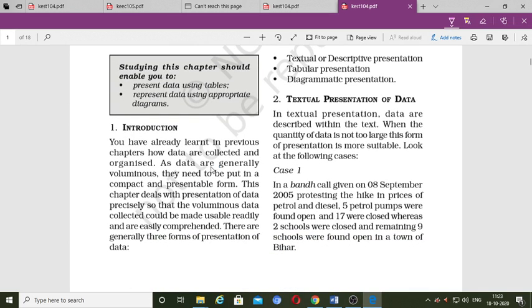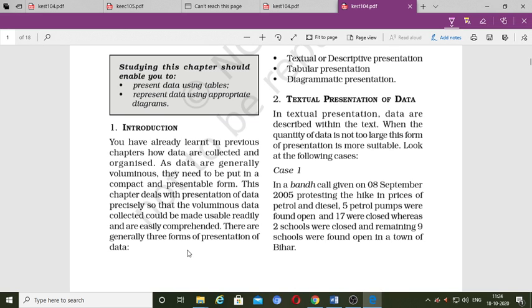Dear students, after the data are collected and organized, we have voluminous data. There is large data. We have to present it in an understandable form. We have to present this data precisely, and in such a way that it is easily comprehended.